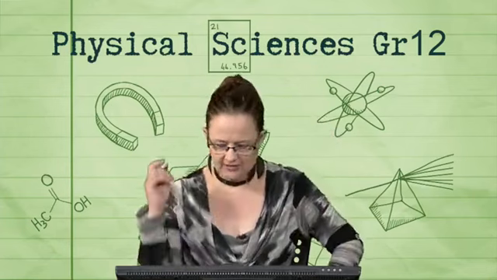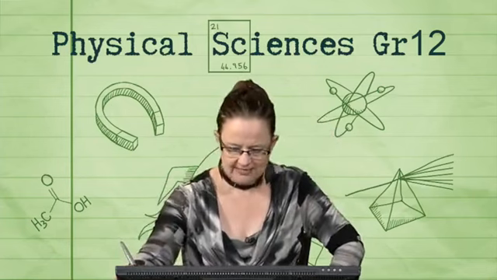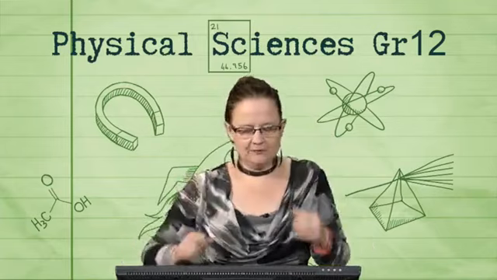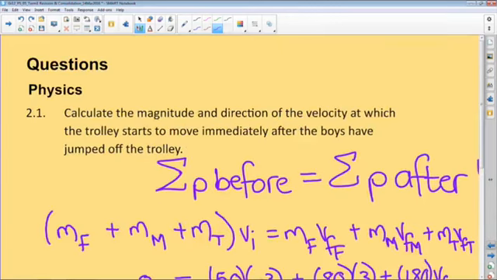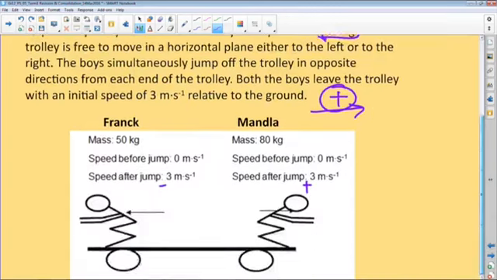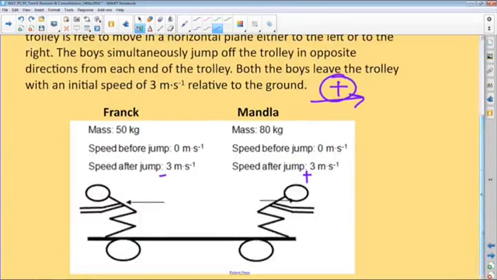Good. Now, this is the one where I thought you might struggle. Explain using Newton's second law why the trolley moves in the direction as calculated in 2.1. So they're asking you, why does the trolley go to the left? So let's go back to our diagram. And we've decided that the trolley is going to go to the left. Now we've got to say to ourselves, this gets a little bit more complicated to describe.